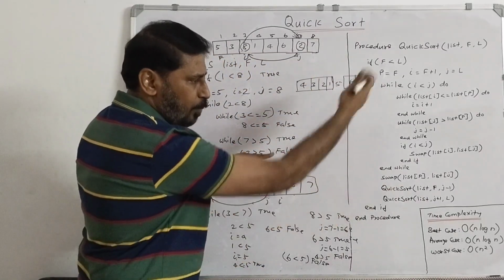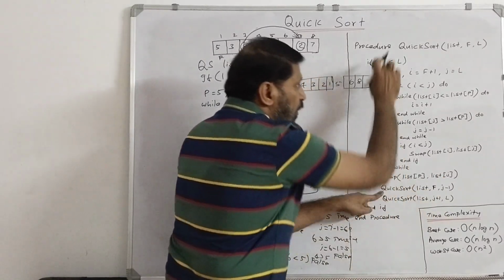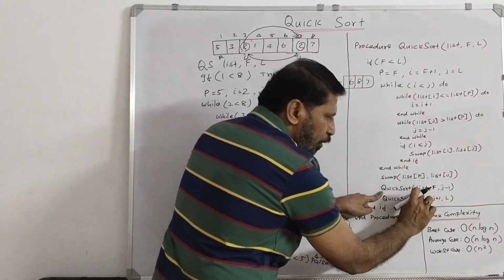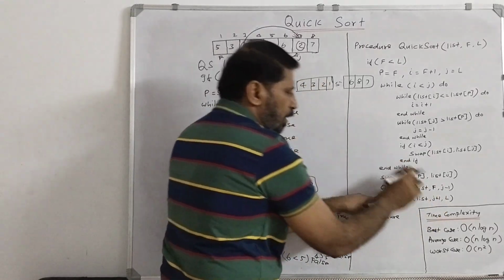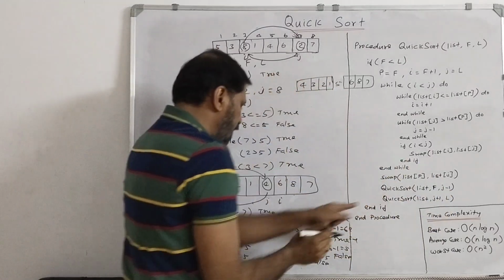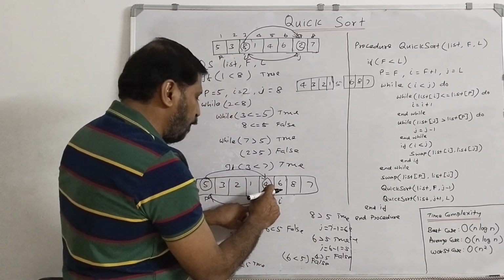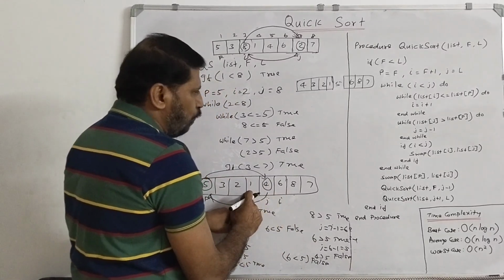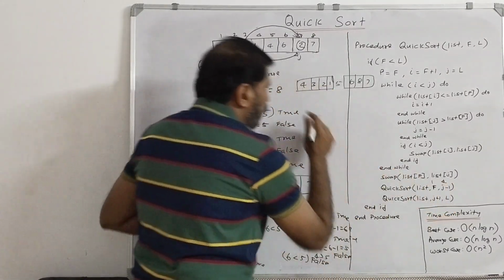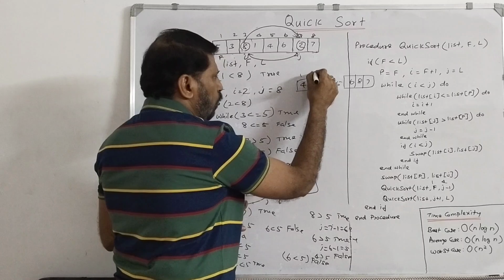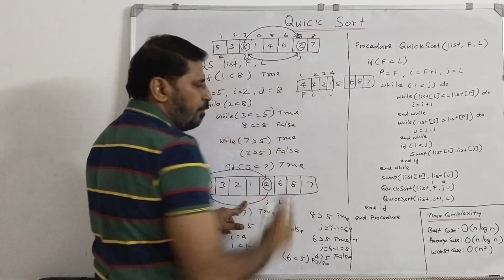Again, we are following the same algorithm. After this swapping, we call quick sort, the same procedure again with new numbers. What are the new numbers? List of f, where f is the first number, to j minus 1. What is j? J here is the fifth value, so 5 minus 1 is 4. It means list of 1 to 4. So it is 1, 2, 3, 4. This is P, this is J, this is I.